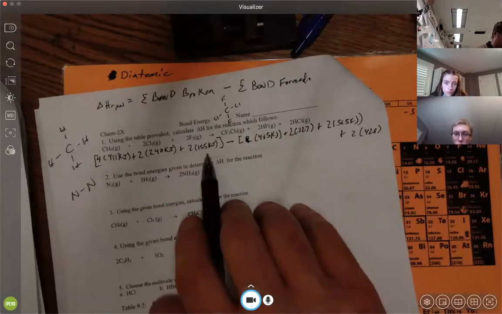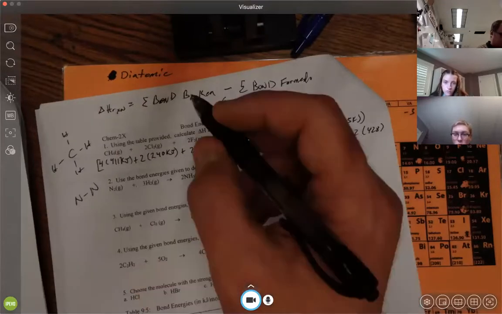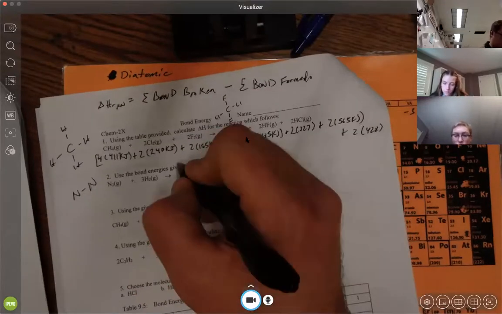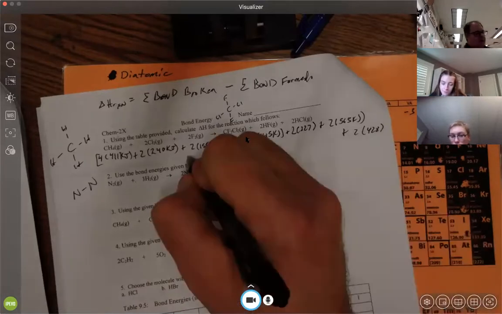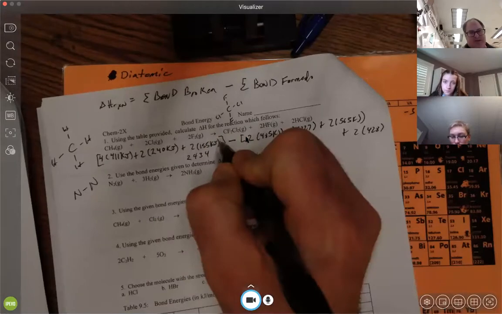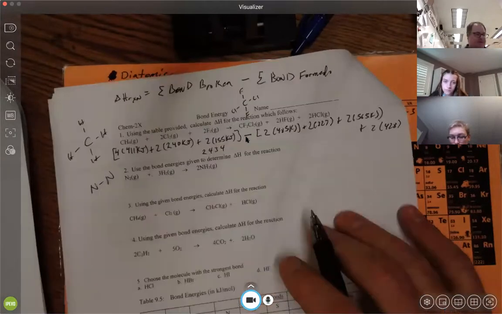Wait, so Mr. Jackson? So is this kind of like the opposite of what we did when we know the bond, like the heat of formation for a certain compound? You got it. This is actually how you would figure out those heat of formations.